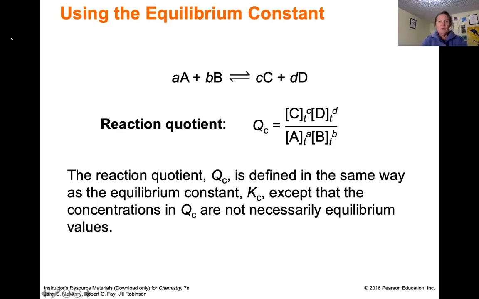So when you use the equilibrium constant, it's often convenient to use something called the reaction quotient. Notice that the reaction quotient looks exactly like the equilibrium constant, except the T is in there, meaning that it's the concentration of reactants and products at any time, which might not be equilibrium. So the reaction quotient QC is defined in the same way as the equilibrium constant KC, except that the concentrations in QC are not necessarily equilibrium.